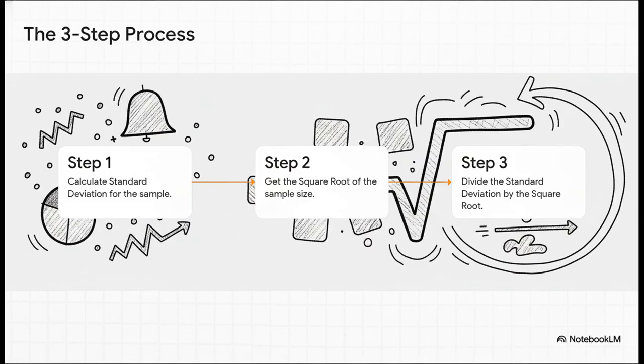Believe it or not, this whole calculation comes down to just 3 ridiculously simple steps. 1, get the standard deviation. 2, find the square root of how many data points we have. And 3, divide the first number by the second. That's literally it. Let's do it together.